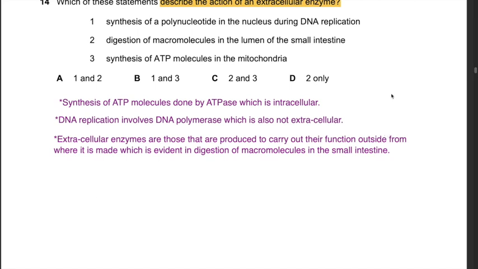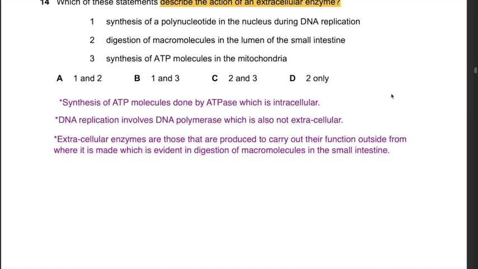Question 14. Which of these statements describe the action of an extracellular enzyme? 1. Synthesis of a polynucleotide in the nucleus during DNA replication. 2. Digestion of macromolecules in the lumen of the small intestine. 3. Synthesis of ATP molecules in the mitochondria.